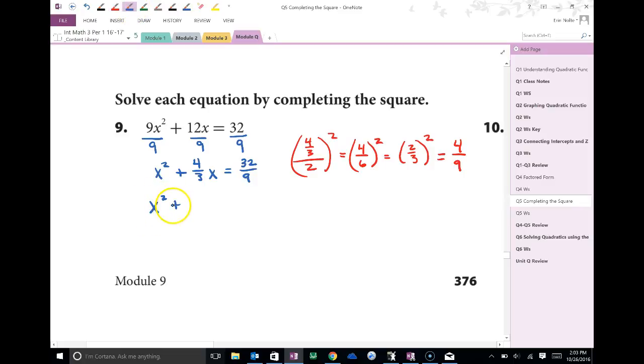Everybody following? Yeah, I do. So we're adding 4 ninths to both sides. We good back there?